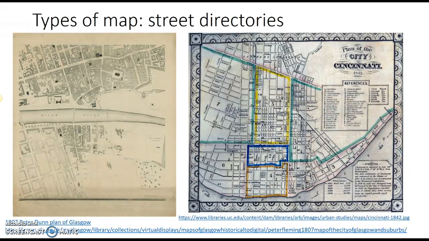Street directories are also a really good source of mapping. So the equivalent of the Yellow Pages or whatever it is now, back in the day it was street directories which tell you which businesses are where, and they often come with a map to show you where the businesses are. So very good if you're looking at commercial history, and they come in a quite easy to follow format. They've often got a key with the key sites in the area, so they could also be used as tourist maps as well.